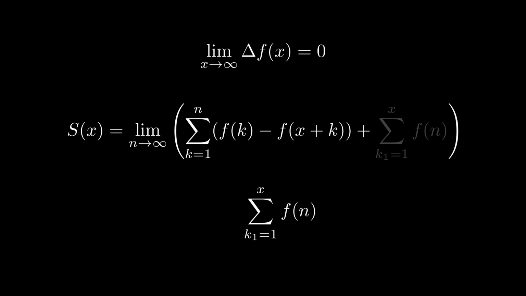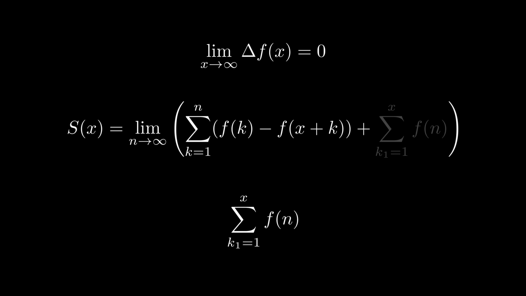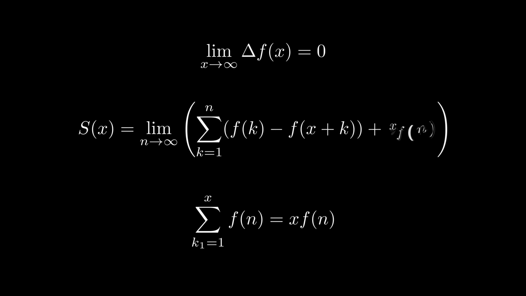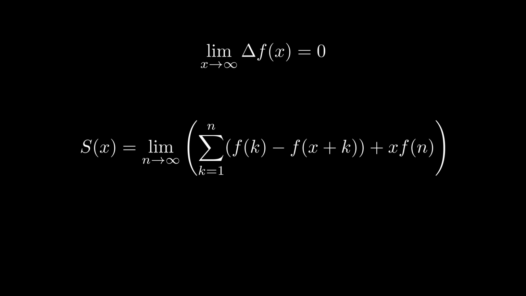Now, there's still this sum left over, but it's a lot simpler. We're just summing f of n x times. This is the same thing as x times f of n, and when we express it like that, it doesn't matter what x is. So with that, we have our solution for functions whose forward differences approach 0. Let's see it in action.